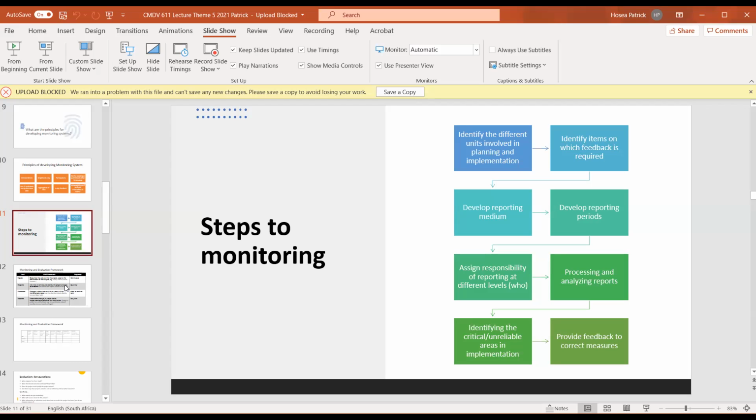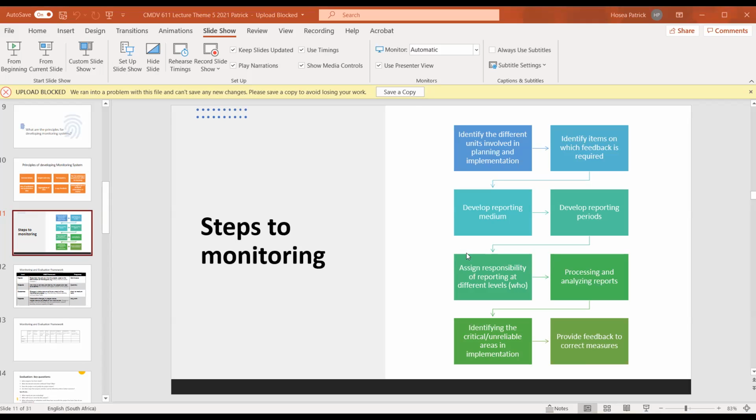And then once that has been done, there's a need also to provide feedback to correct the measure. If we identify a particular problem, there has to be feedback on that particular problem, right? There has to be the provision of feedback on each of the items that are observed. So if your reporting is weekly, there has to be feedback provided weekly. If your reporting is monthly, there has to be feedback provided monthly.